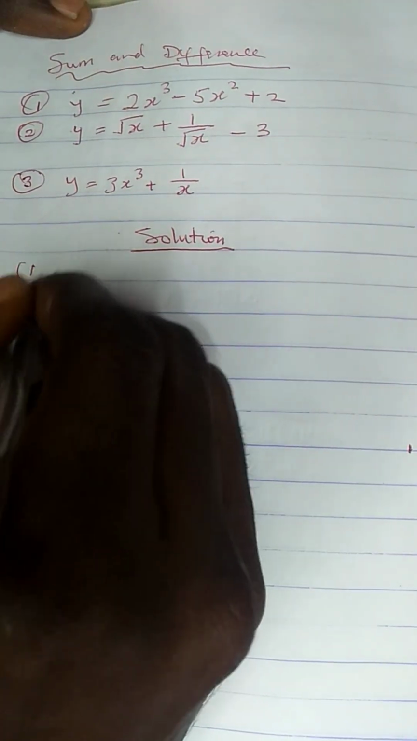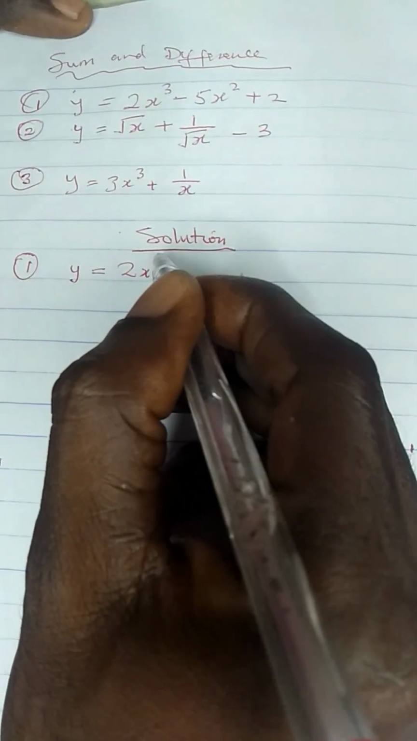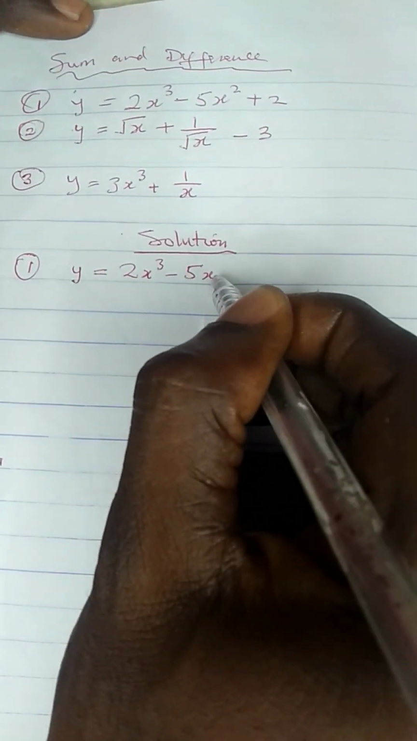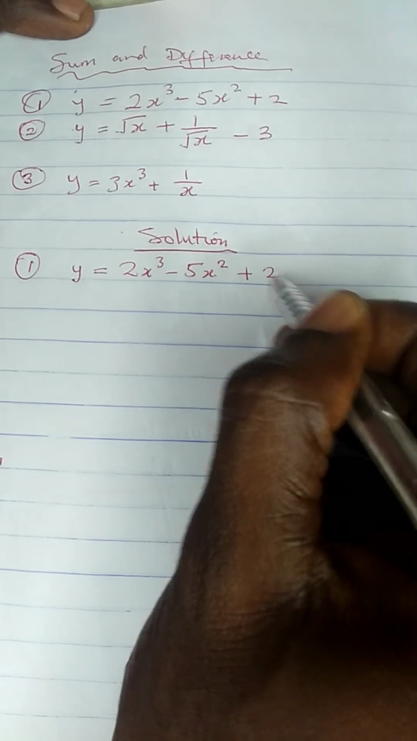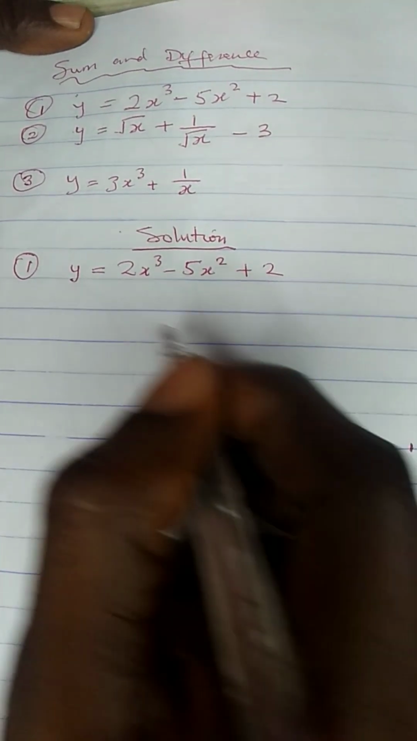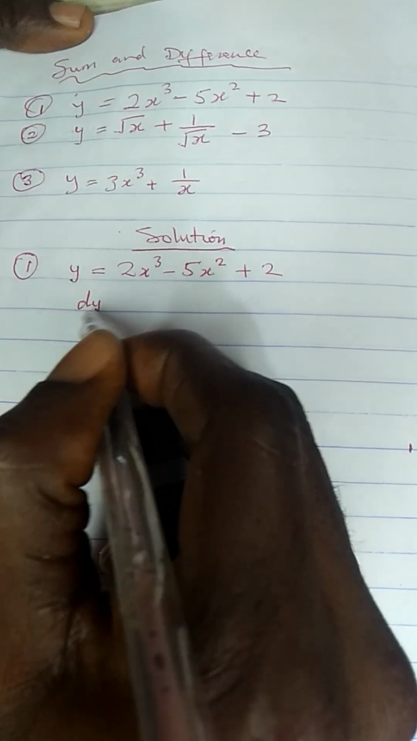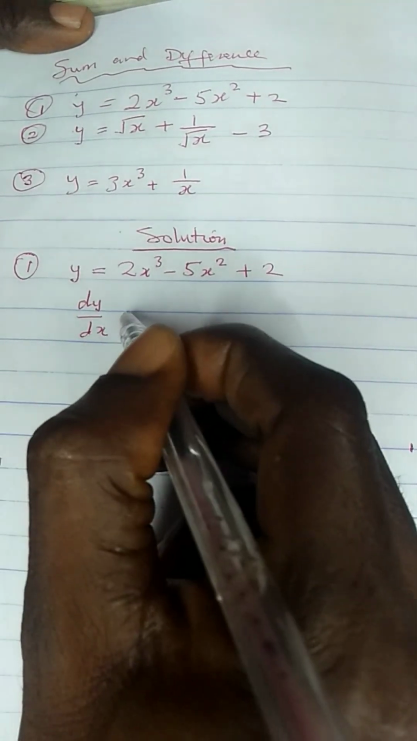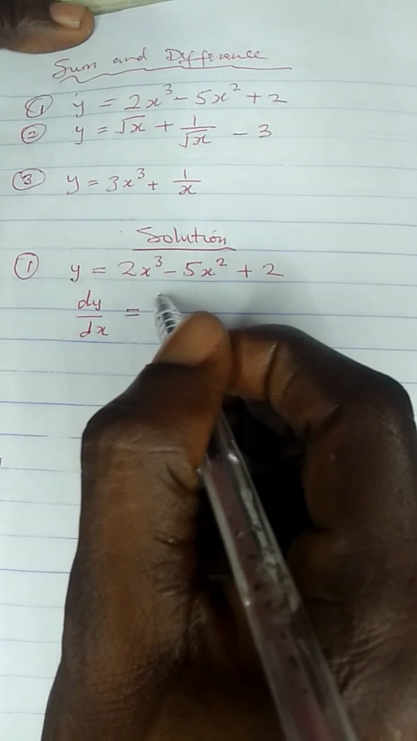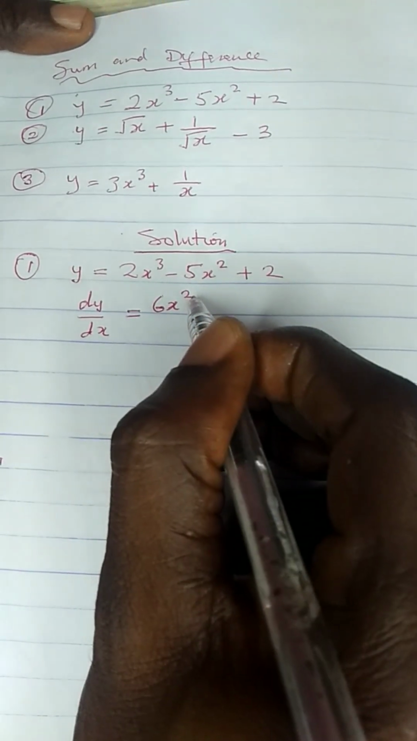It says we should find dy/dx if y equals 2x raised to power 3 minus 5x raised to power 2 plus 2. Now, if you want to find dy/dx here using the standard derivative formula, we are going to be having dy all over dx equals, the power here will multiply this one. 3 times 2 will have 6x. From the 3 minus 1 you have 2.